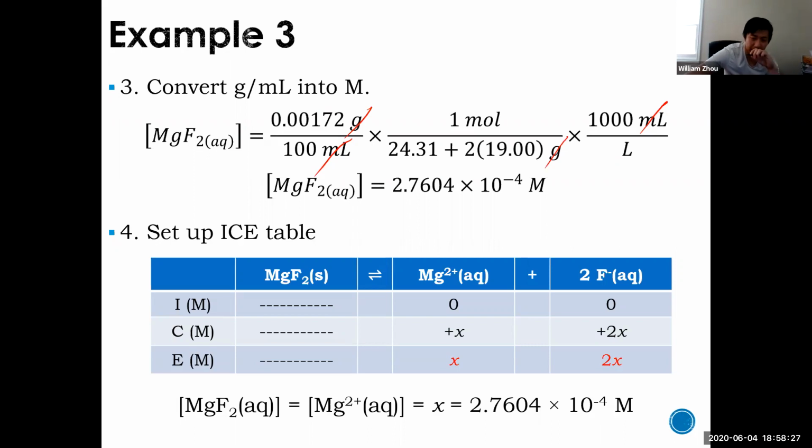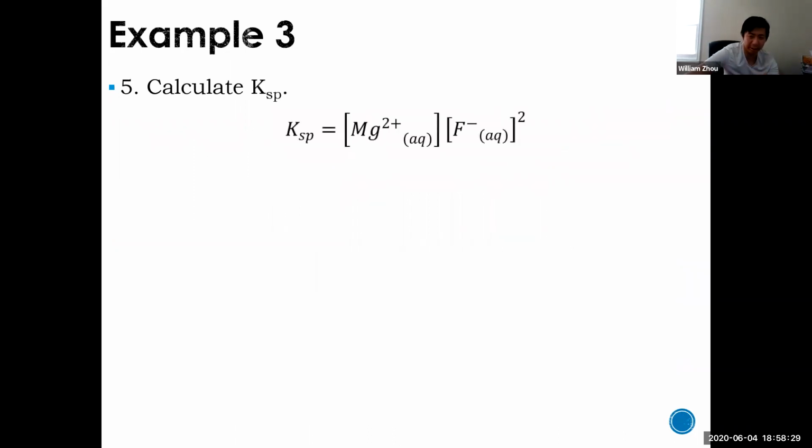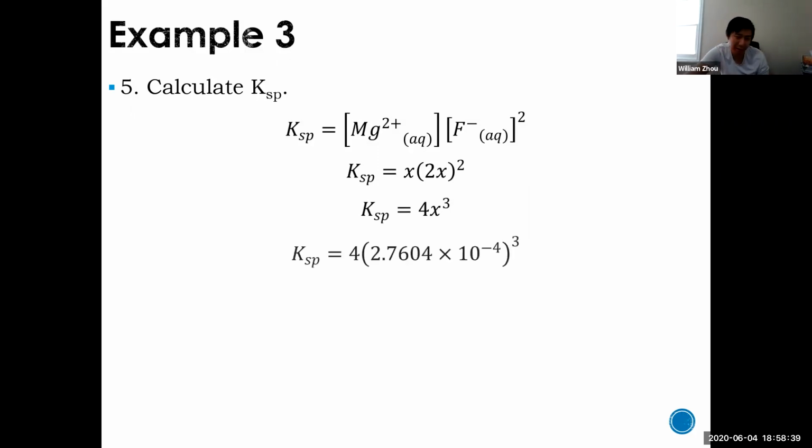It is time to substitute into the Ksp equation. So there's the Ksp equation. You can sub in x, so x times (2x) squared. So Ksp is 4x cubed. What is x? You substitute the value of x. You put this in your calculator. You should find the Ksp, which is 8.41 times 10 to the negative 11. And that should be the final answer for this question.